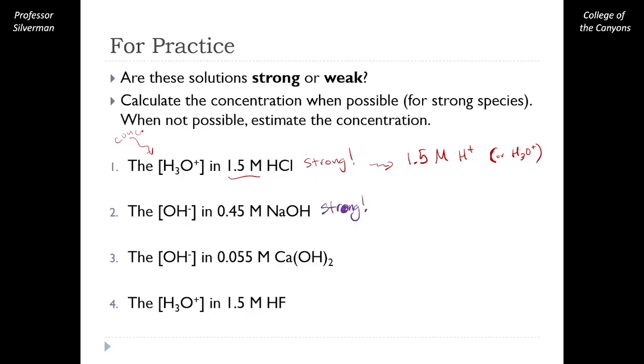For our second example, NaOH is again a strong base. Every single one of these NaOHs will break apart into Na+ and OH-. Because of that, we'll have exactly the same amount of OH- as we had for our original NaOH.